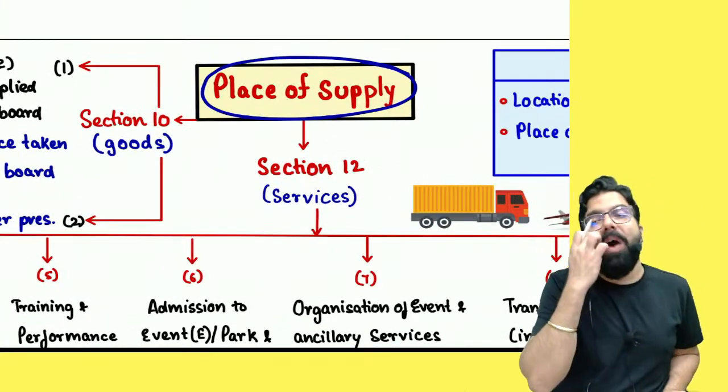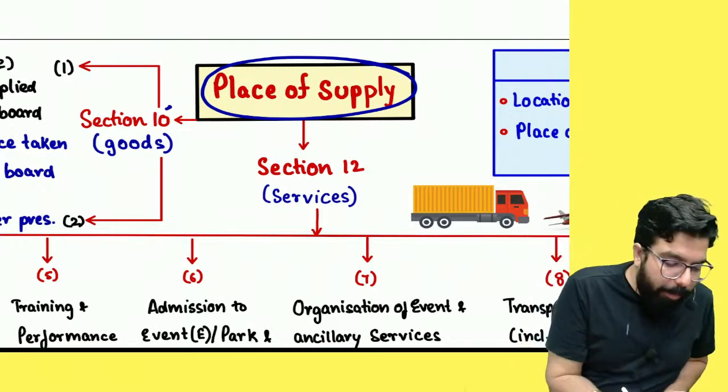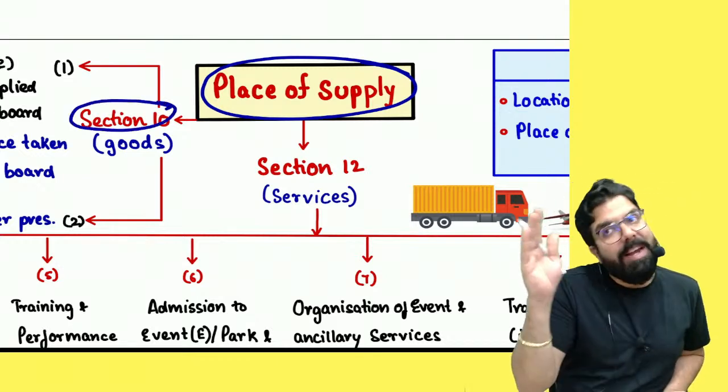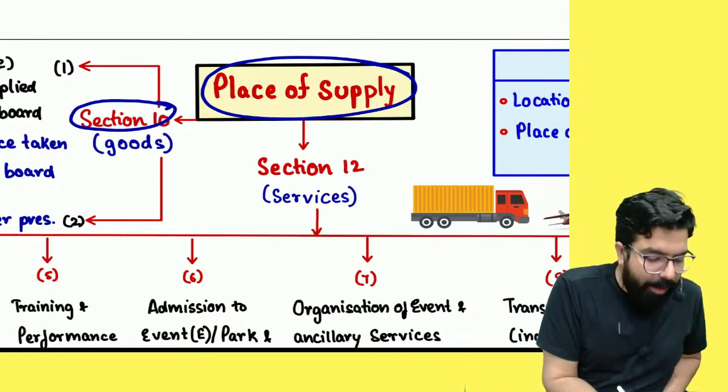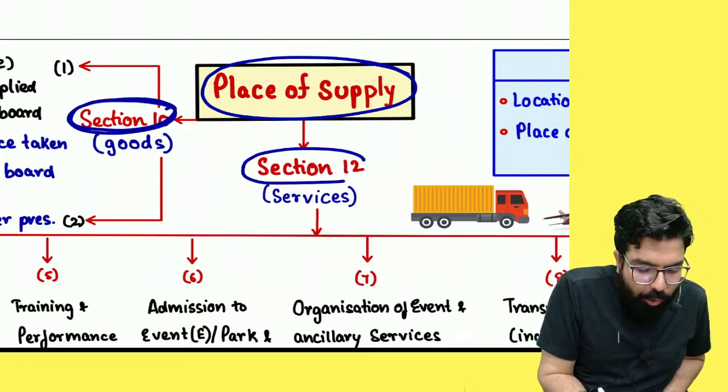How to find out place of supply is taught by section number 10, section number 11, 12 and 13. But for your intermediate level, only section number 10 and section number 12 are applicable.